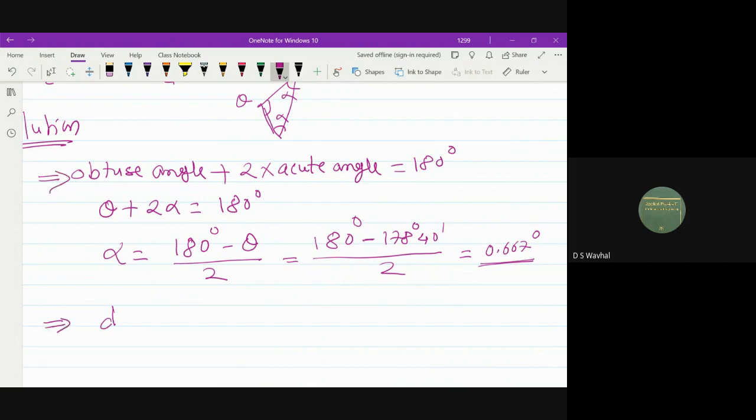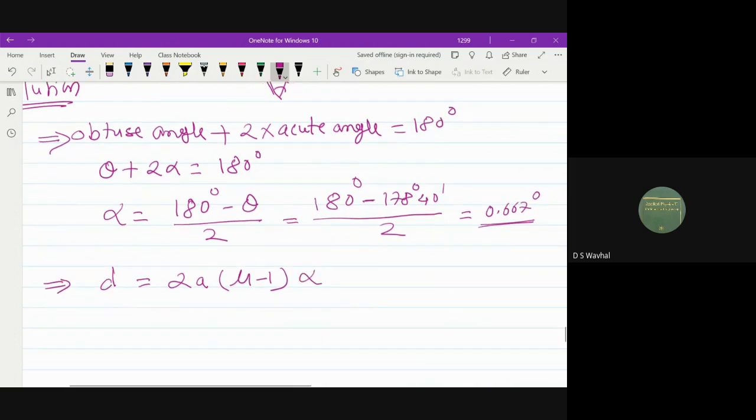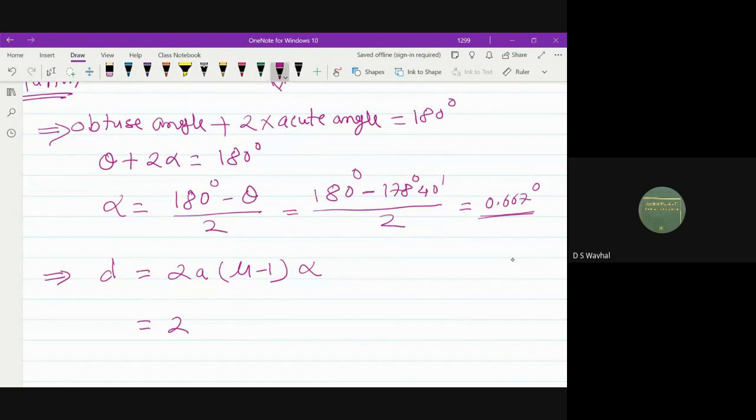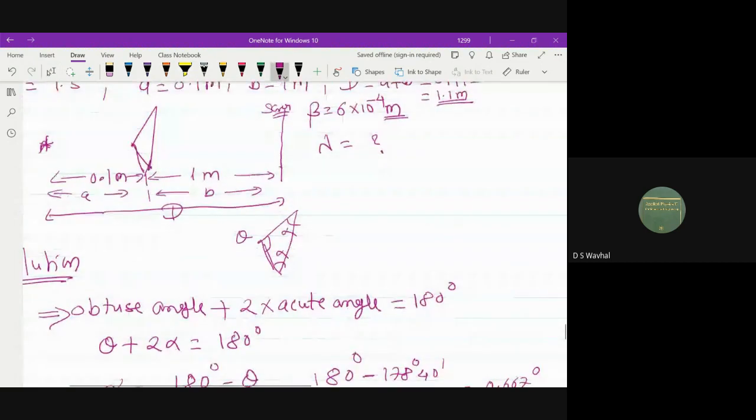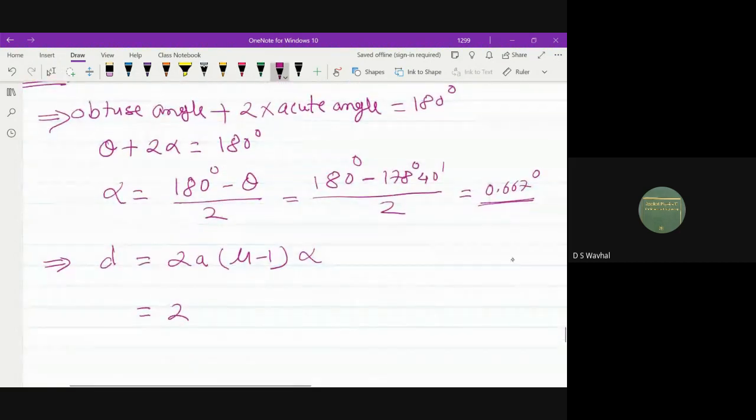This small d is equal to 2a times the bracket mu minus 1 into alpha. So this is the formula. Now we know the a. A is the distance between source and biprism, which is 0.1 meter. So 2 into 0.1 meter, in the bracket mu minus 1.